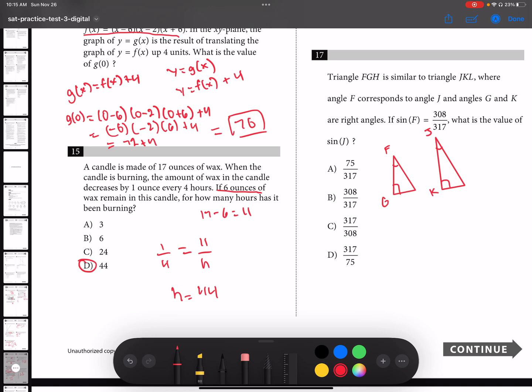It says if sine F is equal to 308 over 317, what's the value of sine J? So for 17, F corresponds to angle J, so angle F is congruent to angle J, and therefore the measure of angle F is equal to the measure of angle J. So the sine ratios of angles with equal measures are going to be equal. Since the measure of angle F is equal to the measure of angle J, sine of F is equal to sine of J. It's given that sine of F is equal to 308 over 317. That means that's equal to sine of J. So our answer would be B.